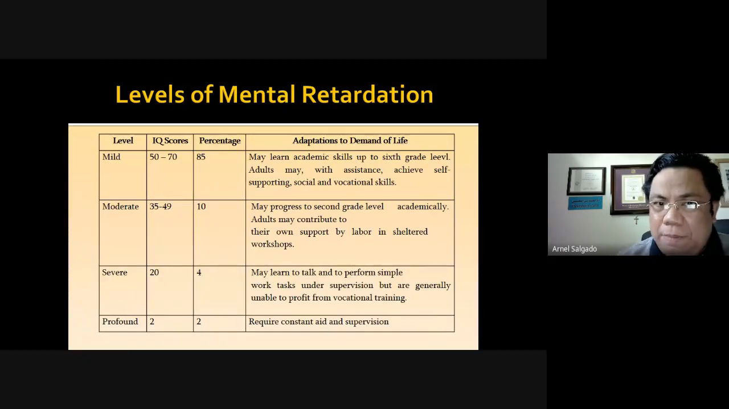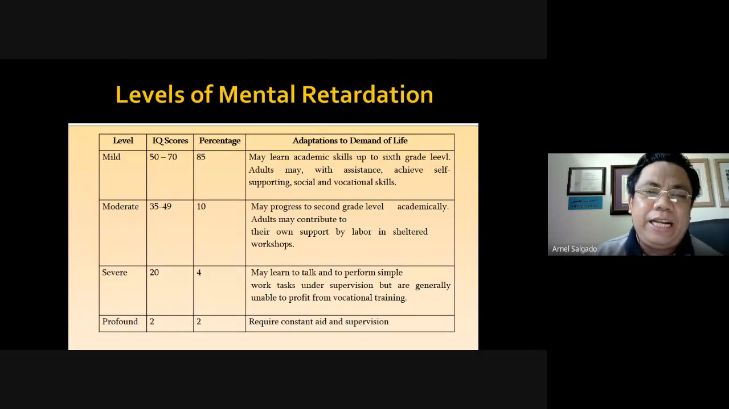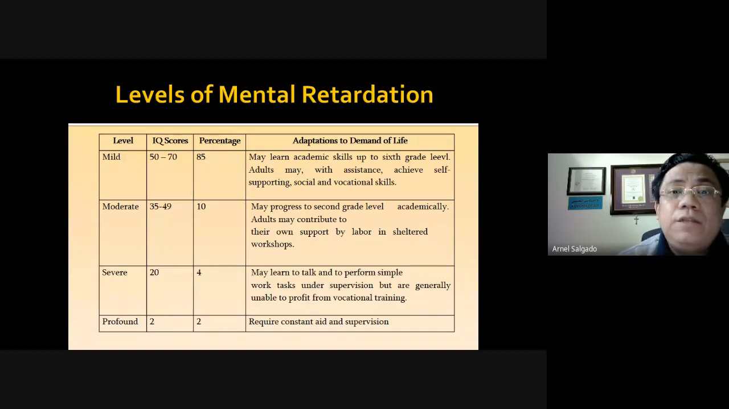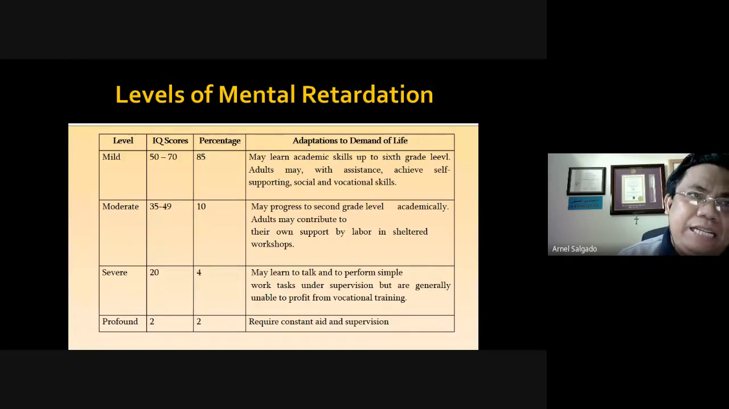Very, very low, about 10%, no? So when you are 18 and you are thinking like an 8 or a 9-year-old, way, way back different, isn't it? So that's around 10% of all the mentally retarded. So the IQ is in between 35 to 45. Now, may progress to 2nd grade level, grade 2. Academically, adults may contribute to their own support by labor in sheltered workshop.